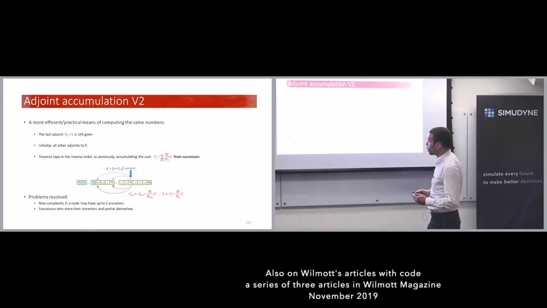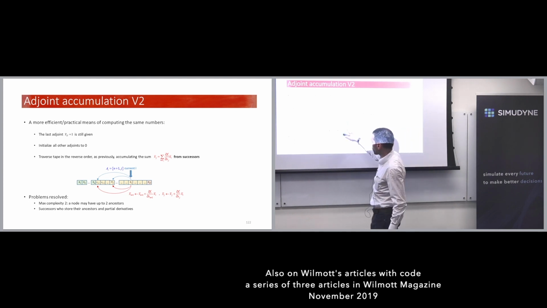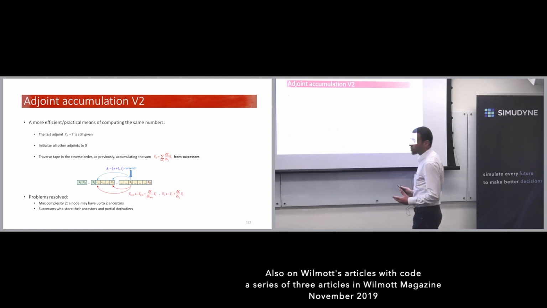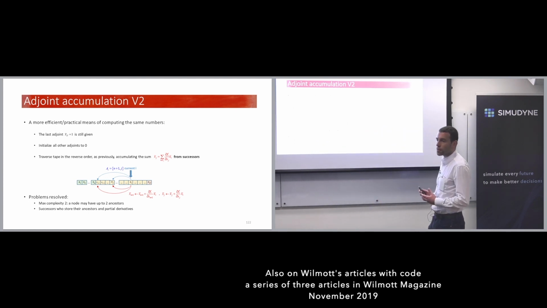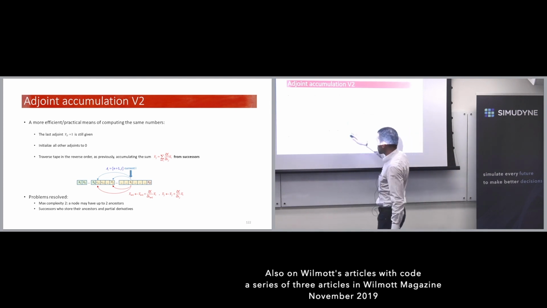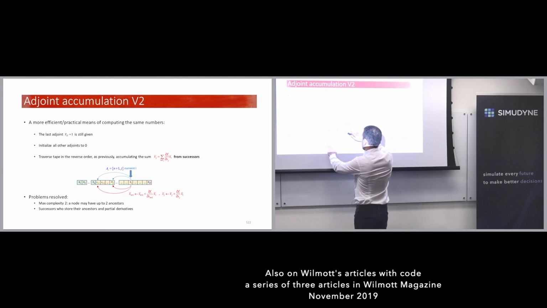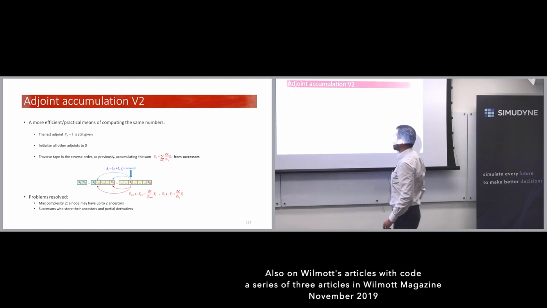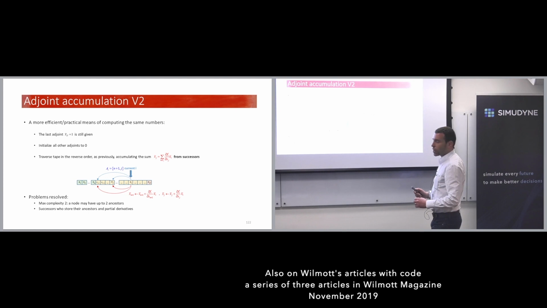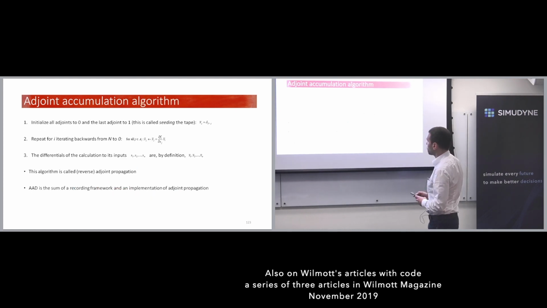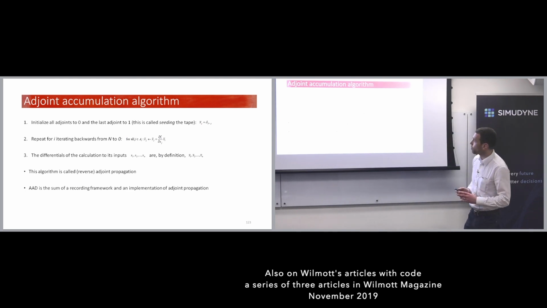That resolves all the problems because the maximum complexity for every node is now 2 operations, because a node may have up to 2 ancestors. It can't have more than 2 ancestors. So I can't have more than 2 things to do on every node. And successors store their ancestors and partial derivatives, so I know exactly what to do. And now I can write the steps of the algorithm and translate it into very simple C++ code.